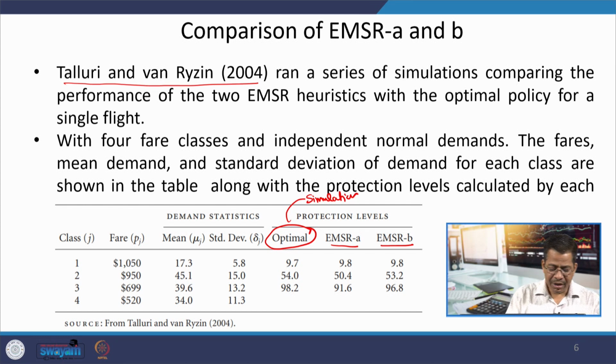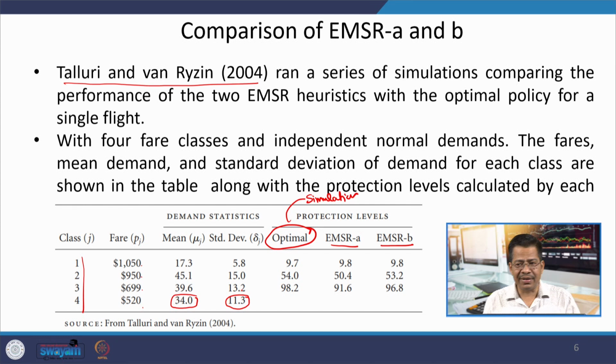So, they also have 4 classes, 1, 2, 3, 4, and the prices are 1050, 950, 699 and 520. In fact, they have given the mean demand and the standard deviation of demand also for class 4 in this example. However, as I just mentioned, it may not be necessary. So, mean demand and standard deviation for all the other classes are available in column number 3 and column number 4. Using that, they got protection levels for classes like this.